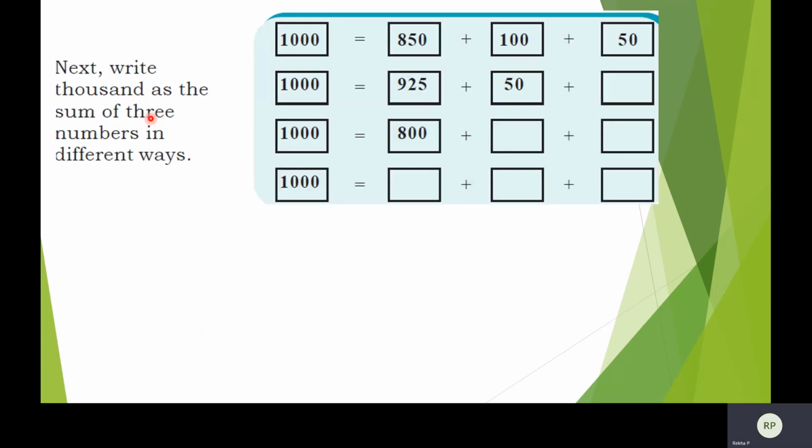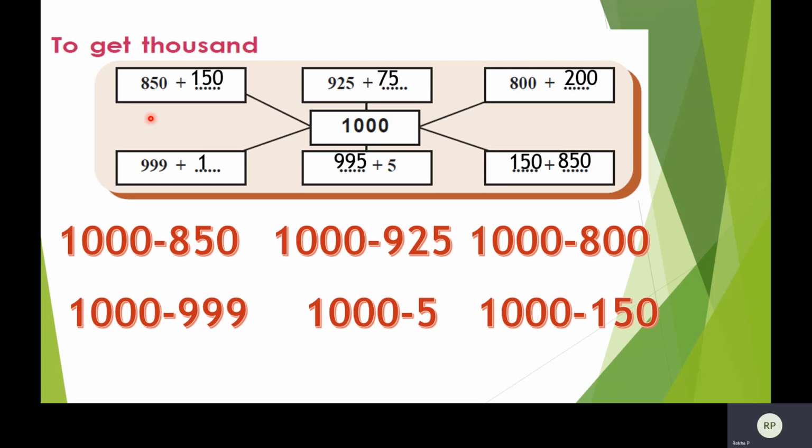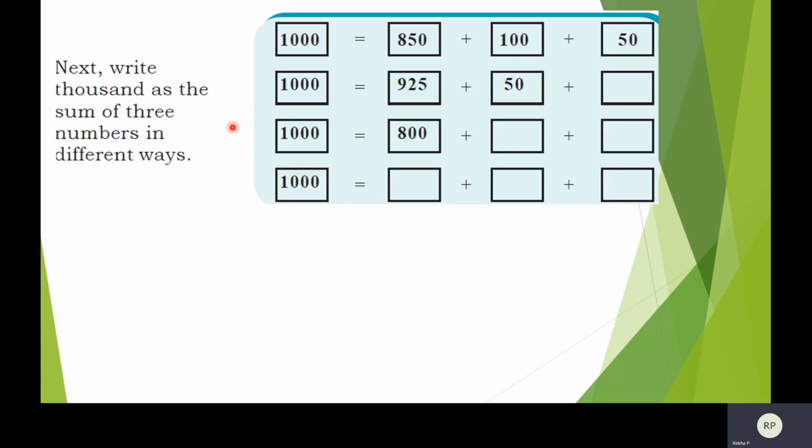Now in this one, we have written 1000 as the sum of two numbers. Now let us make 1000 as the sum of three numbers. They have given one example in the textbook: 850 plus 100 plus 50. This will make 1000. If you add these three, you will get 1000. Now they have given 1000 is equal to, and you have to represent 1000 as the sum of three numbers.